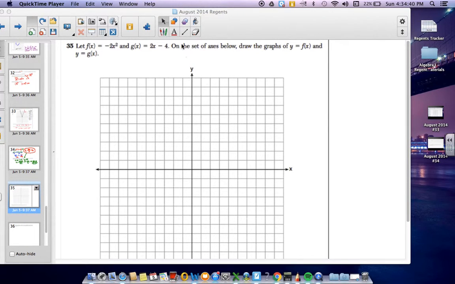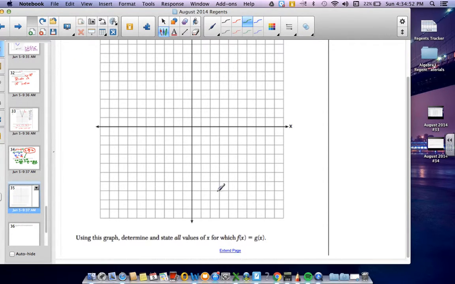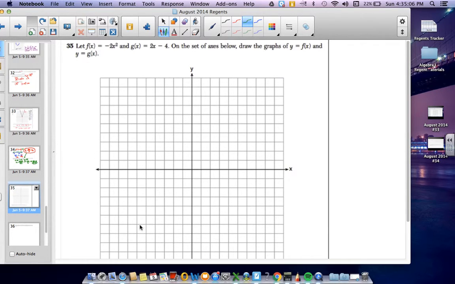Hello everyone. For number 35 we have another system question. In this case we're going to solve a system graphically. It wants us to graph the two functions f of x and g of x together, and then using the graph, so we can't do this algebraically, we have to state all the values of x for which f of x is equal to g of x. So state the x values for where the two functions are equal to each other.